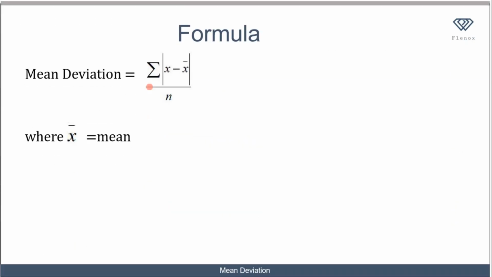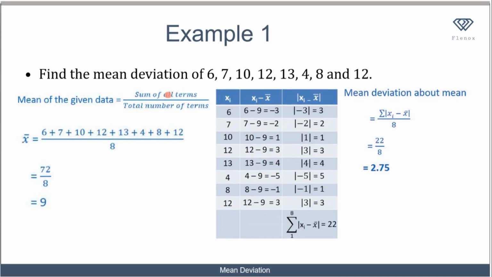It is given by this formula: mean deviation is equal to the summation of |x minus x bar|, and this sign here means the absolute value, which refers to the fact that the number will definitely be positive. So if you have a negative number, you change it to positive, then all over the total numbers that you have in the distribution. So let's try to solve an example which is an ungrouped data.